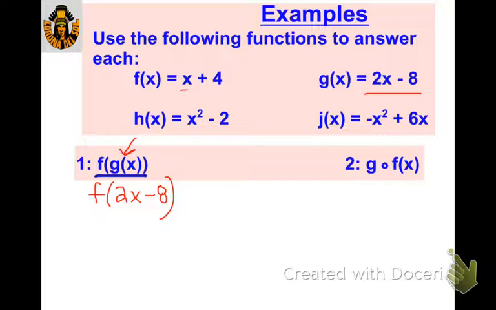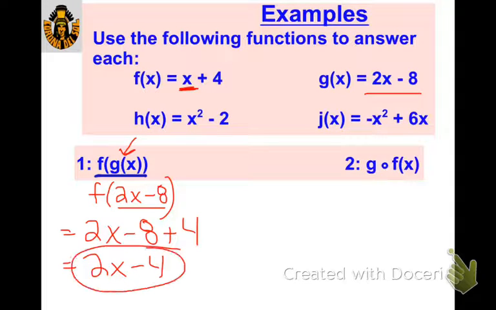Well, all we have to do is wherever there's an x, we're going to replace it with 2x minus 8. So let's go ahead and replace the x with 2x minus 8. So 2x minus 8, and that's what we put in for the x, and then we still have the plus 4. So this would be 2x, and then it would be minus 4. That would be your final answer. So really, another way of looking at it is it takes the g of x function and plugs it into the f of x function wherever there's an x.